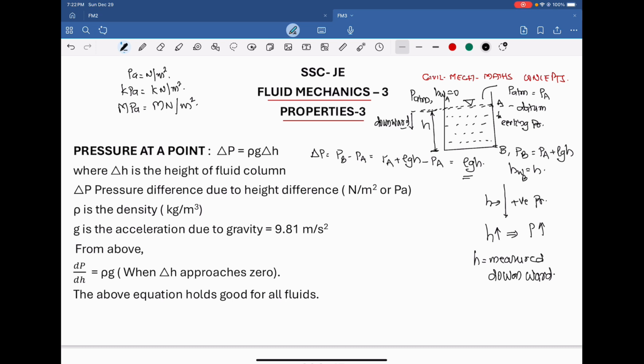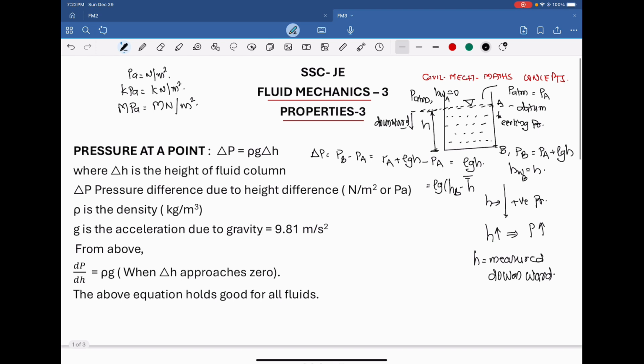Then this rho GH can be written as rho G into H, meaning HB minus HA. Instead of water, you can call it fluid. Hence, let us drop the water subscript here. Let me rewrite it as HB. I have given an example only with water, just for your understanding. It can be HB minus HA.